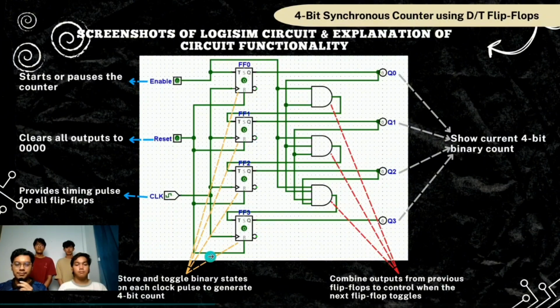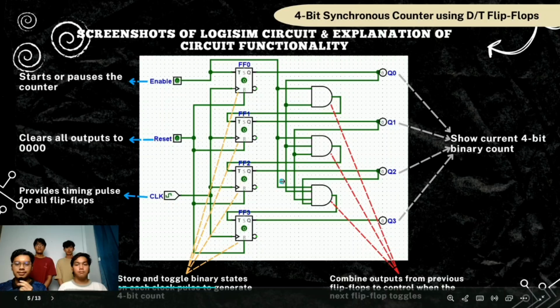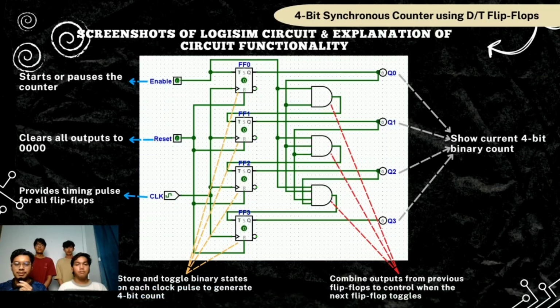And then for the flip-flop, it will store and toggle every binary state on each clock pulse to generate the 4-bit count. And then after that, for output, it will display all of the current 4-bit binary.